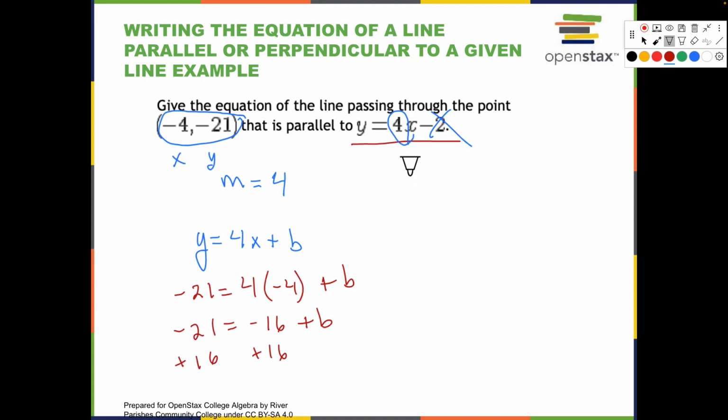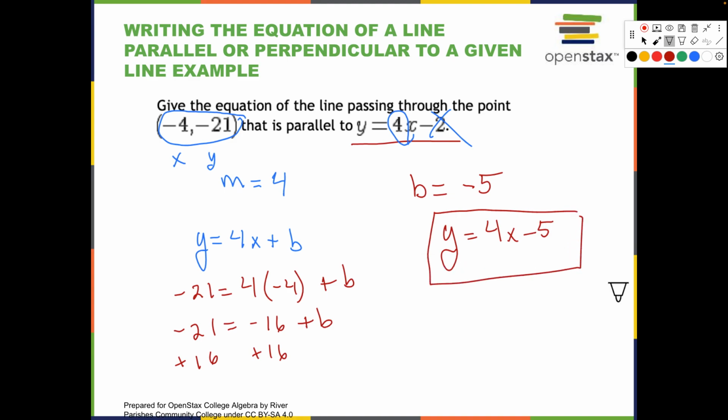And that will give us that -21 plus 16 is going to give us -5. So the equation of the line we're looking for is y equals 4x minus 5. Okay, so that was again directly out of the practice test.